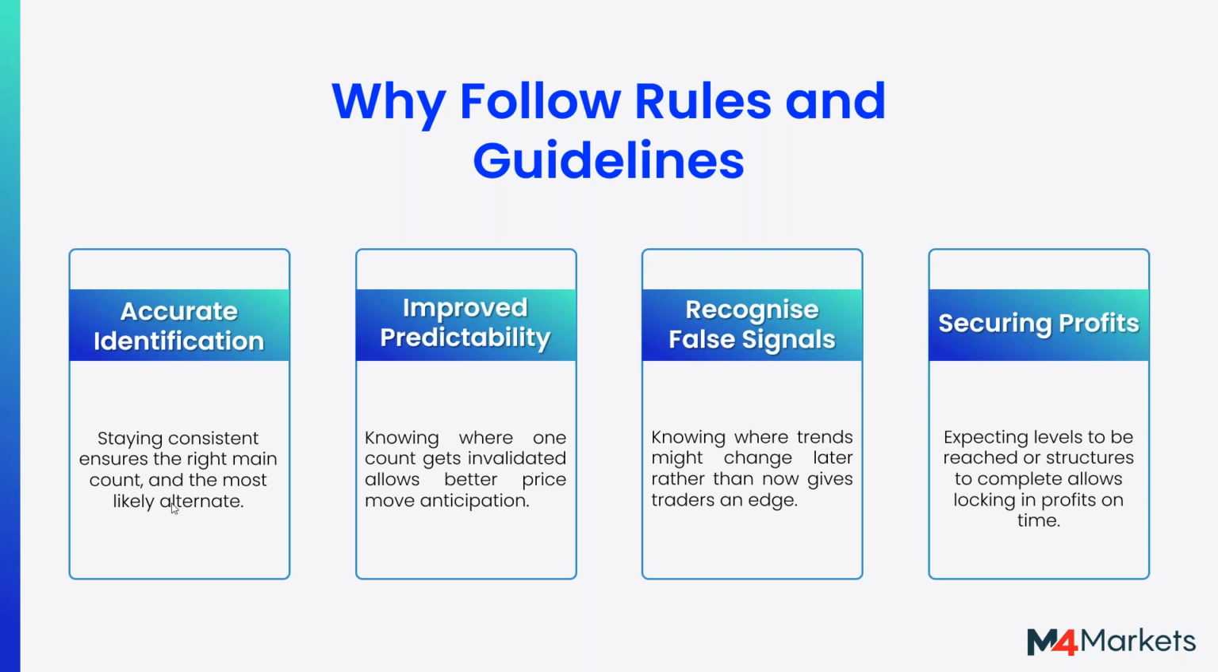Staying consistent ensures that you have the right main count and most likely also the right alternate count. And we're going to look at the counts soon. Improve predictability because knowing where one count could get invalidated allows better price move anticipation.